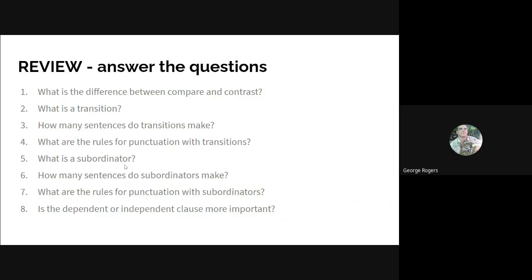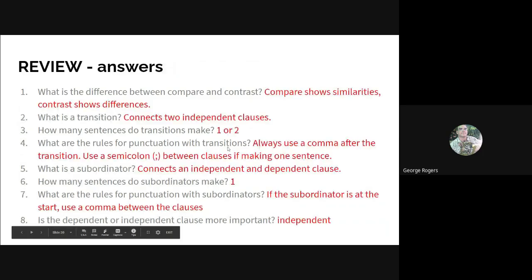What is a subordinator? Okay, again, try to think about that. We'll answer them in just a moment. How many sentences do subordinators make? Again, some of these have multiple answers, only one answer here. What are the rules for punctuating with subordinators? And the last one here, number 8. Is the dependent or independent clause more important? Let's look.